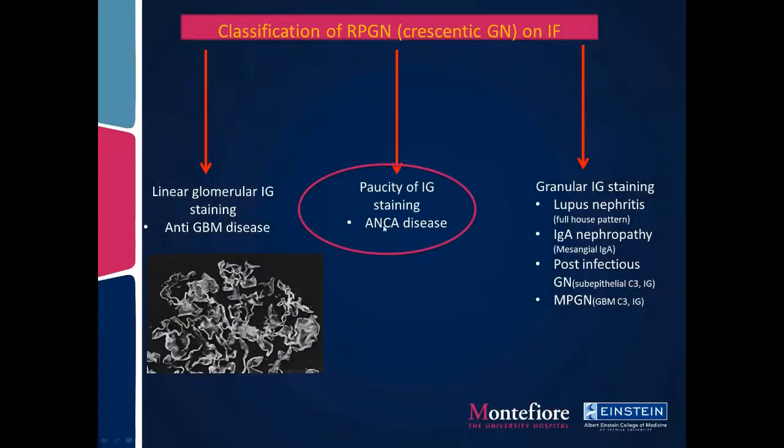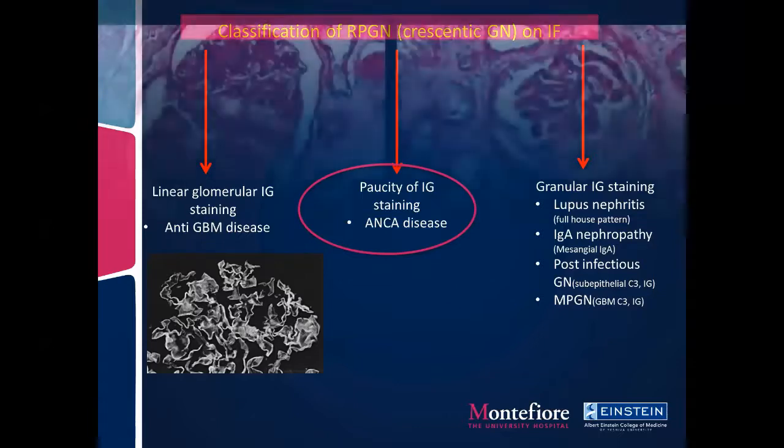So the next thing we're going to talk about is ANCA vasculitis. Again, the light microscopy is going to show glomerular inflammation, crescent formation in most cases. And when you do immunofluorescence, there won't be any staining or very little staining for the immunoglobulins. And that's how you make the diagnosis of ANCA.